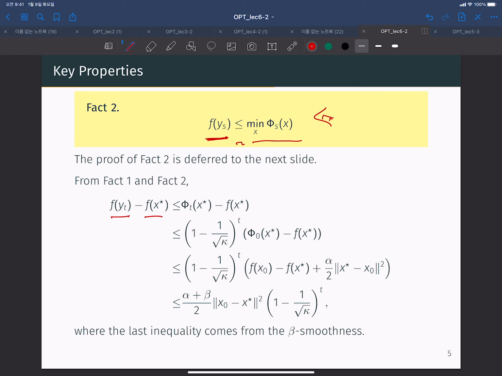f(xt) minus f(x star) is less than or equal to Pi t(x star) minus f(x star). Why? From fact 2. And from fact 1, we have (1 minus 1 over square root kappa) to the power t times Pi 0(x star) minus f(x star). And from the definition of Pi 0(x star), we have this. It comes from the definition of Pi 0(x). Right? And so we have this. This comes from the beta smoothness of function f. Okay?